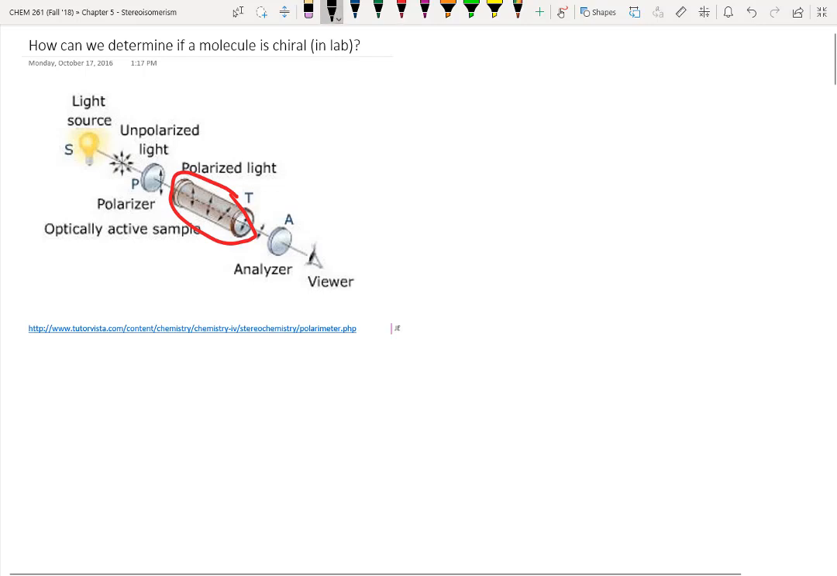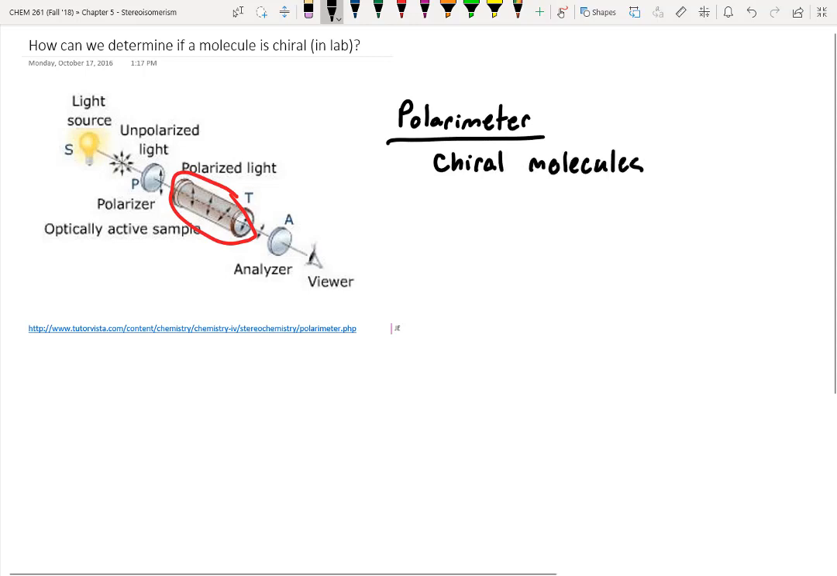So let's make a note. To be perfectly honest, we're not going to go into the why behind that. That's super physicsy. Yeah. So a polarimeter basically takes account that chiral molecules will rotate plane polarized light. Is that going to become a test? Yeah. Just the general concept will be.